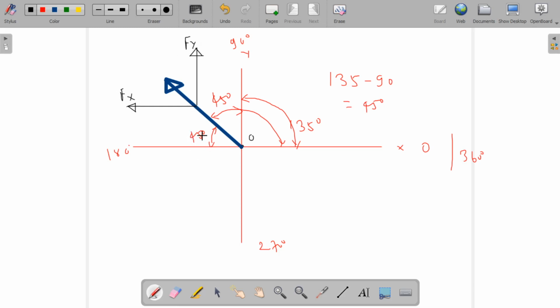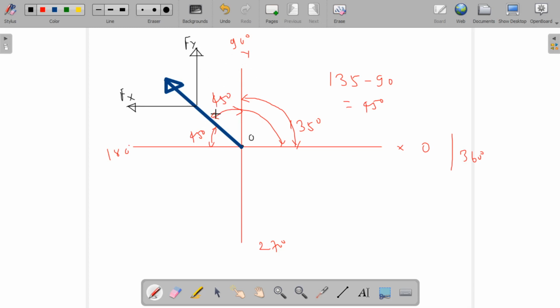Now you have two options. You may take the angle from x axis or from y axis. Now if I take from x axis, I have to take cos with fx, and if I take with y axis, I have to take cos with fy. This is the general rule you have studied in your classes.